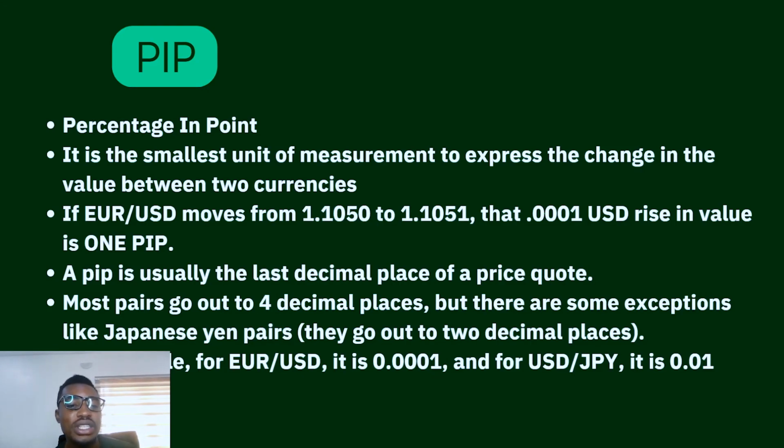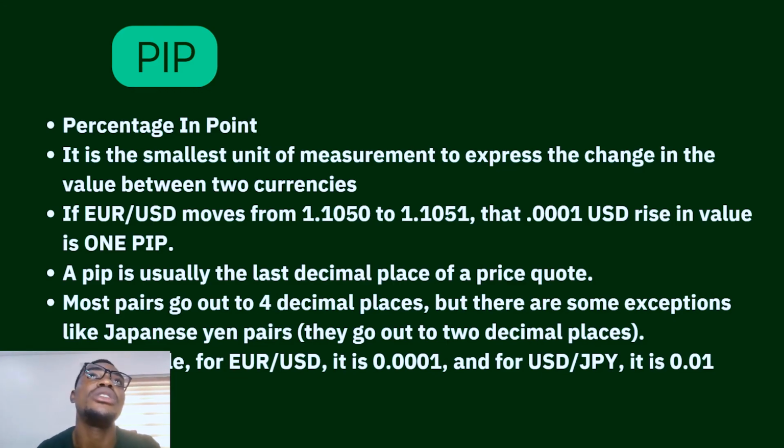So if your USD moved from 1.1050 to 1.1051, remember it is the smallest unit of measurement. That means 0.0001 USD has risen in value by 1 pip, just 1 pip, because it was 1.1050 before. It rose to 1.1051. That means that it has moved 1 pip higher. Now, a pip is usually the last decimal place in the price quote.